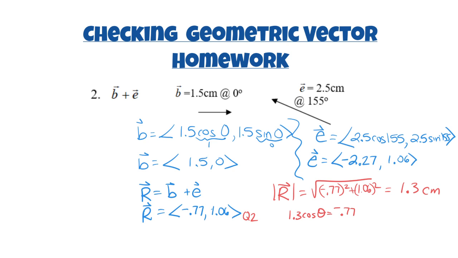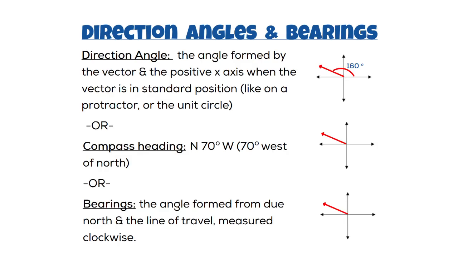And I got 136.5 degrees. All right, so that would be my resultant. This would be the direction and the magnitude of that resultant. And that's what I told you the answer for number 2 was.